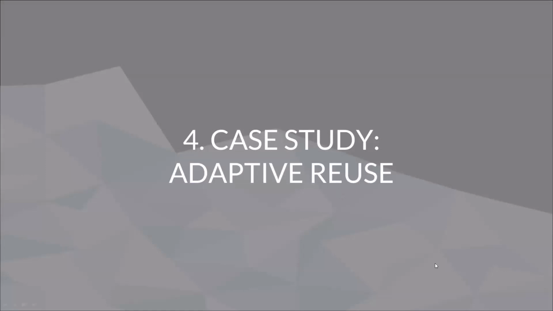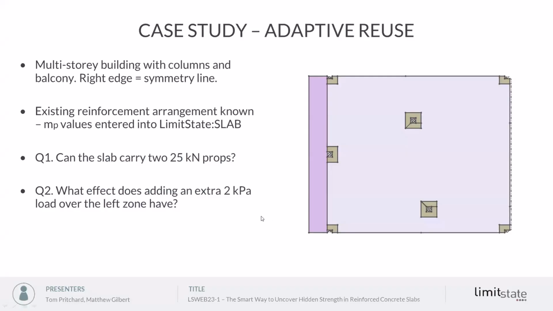So we're going to take a look now at a case study, and this first case study is for adaptive reuse of a building. What we have, and what we'll see in a second in SLAB, is a multi-story building with columns, which we can see here, and a balcony to the left-hand side. On the right-hand side of our problem, we have a line of symmetry, so you can imagine that this is actually twice as wide.